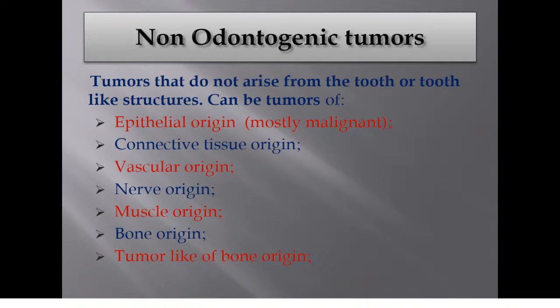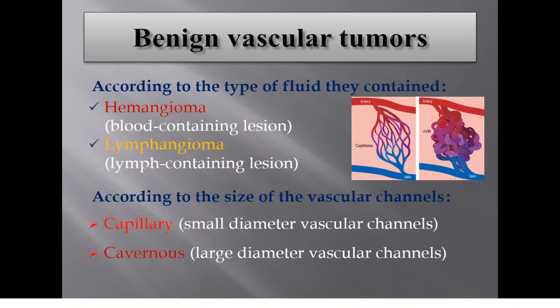And that is all about odontogenic tumors, and let's talk about non-odontogenic tumors. And as you know, non-odontogenic tumors can arise from different tissues of the body, and we can talk about epithelial region, connective tissue region, vascular region, nerve, muscle, bone, and tumors of the bone region. And let's see about benign vascular tumors.